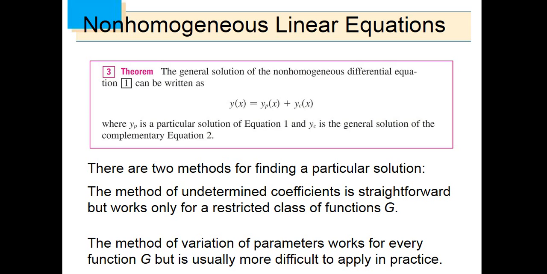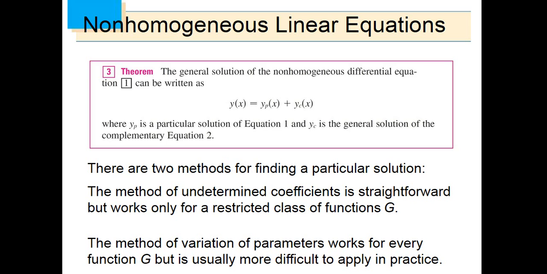Now, the y sub p, on the other hand, is based on the function that appears on the right side of your non-homogeneous DE. The reason why the method of undetermined coefficients is more straightforward and easier to work on is because it doesn't use any integration in the process of finding the particular solution. It will only use root finding and algebra, specifically working on systems of equations, to find the values of the undetermined coefficients.